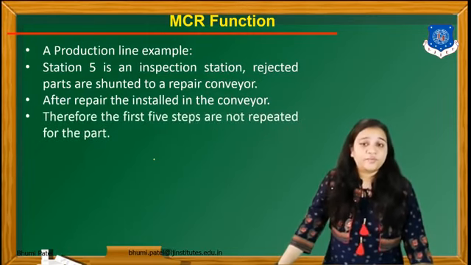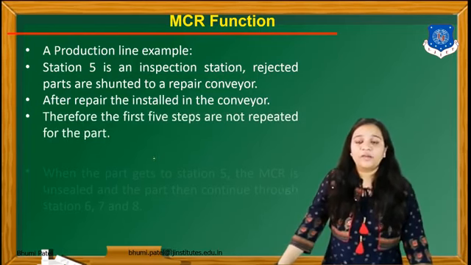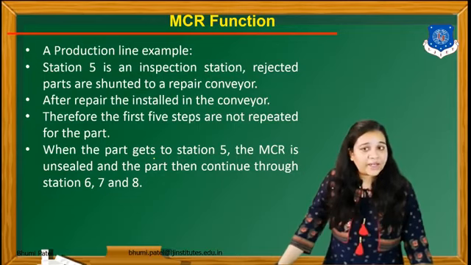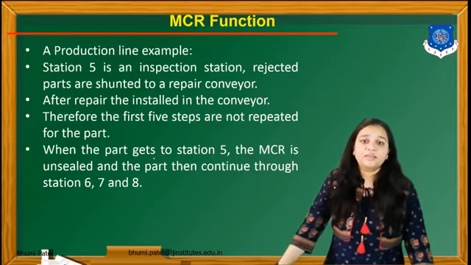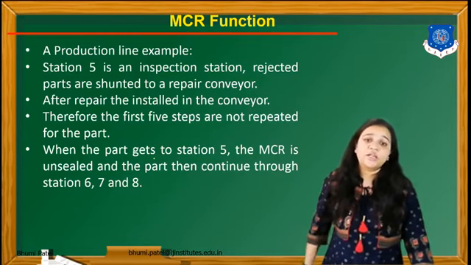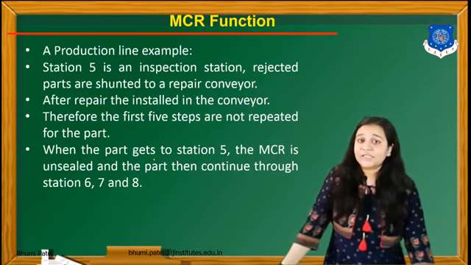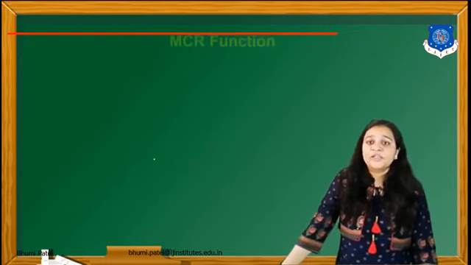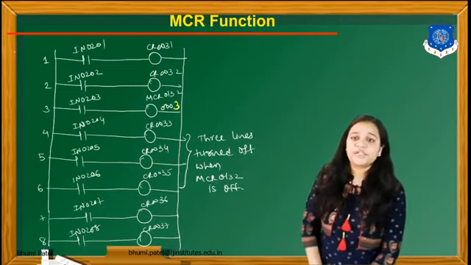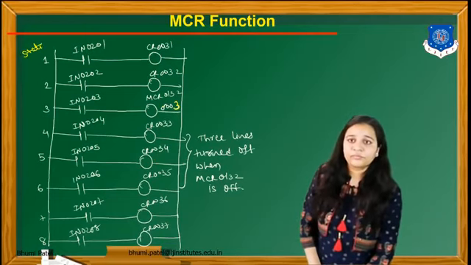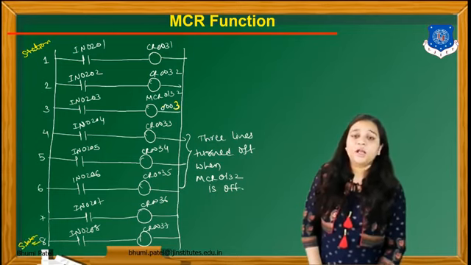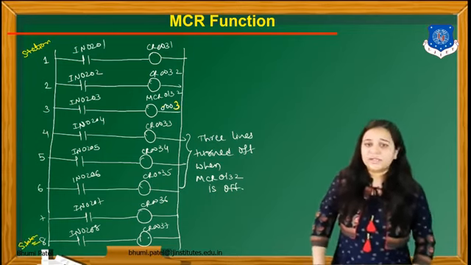Therefore the first 5 steps are not repeated for the part, and when the part gets to station number 5, the MCR is unsealed and the part continues through station numbers 6, 7 and 8. So here station 5 is the inspection station. The program is given starting from station number 1 and ending with station number 8.